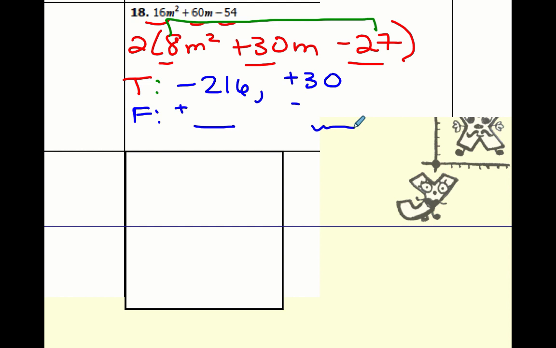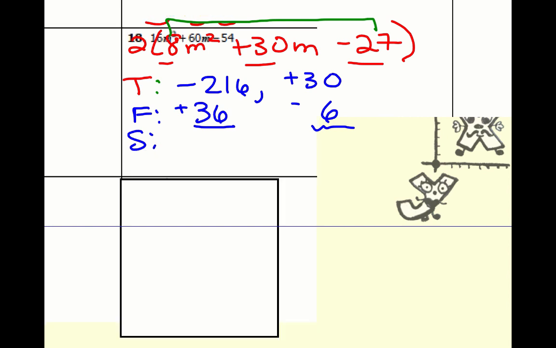Okay, and doing a lot of playing around, I figured out that it's 36 and 6. 36 times 6 makes 216, but positive 36 plus negative 6 is going to give me positive 30. So now I'm ready to split. And remember, when I split it, I still have that 2 there, and I'm going to ignore it for a little bit.